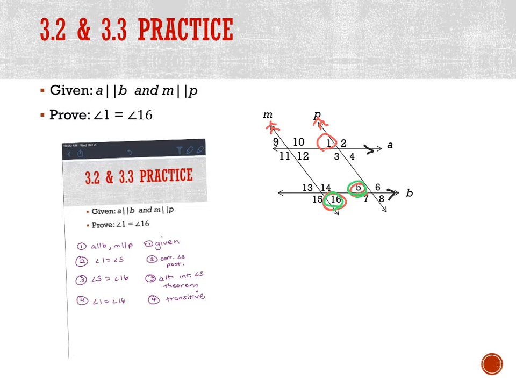Again, I want to stress, this is not the only way to do it. I think it was Leo. He went from 1 to 9, corresponding, 9 to 16, alternate exterior, 1 to 16, transitive. Still works, okay? Connor, why is it transitive? Because you're basically taking these two statements and putting them together. If 1 equals 5 and 5 equals 16, then 1 equals 16. I thought you were talking about the transitive property of parallel lines. No, just the transitive property of congruence is what this one would be.